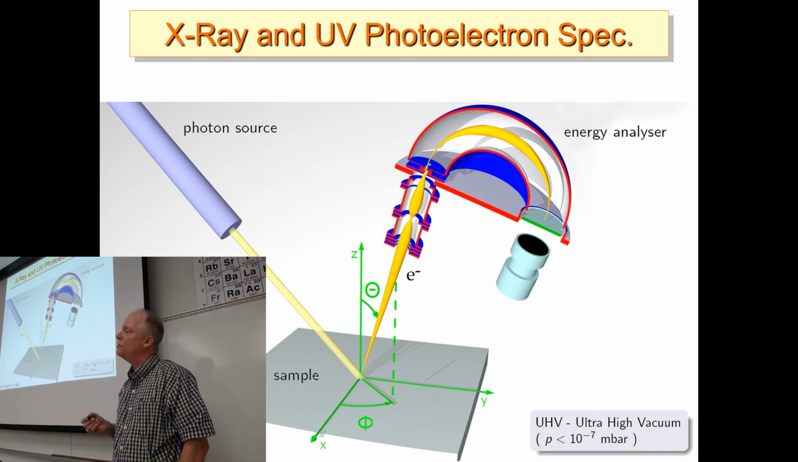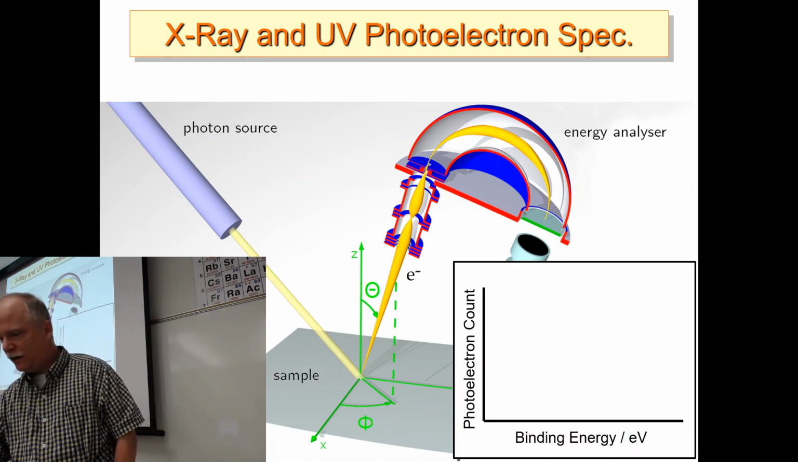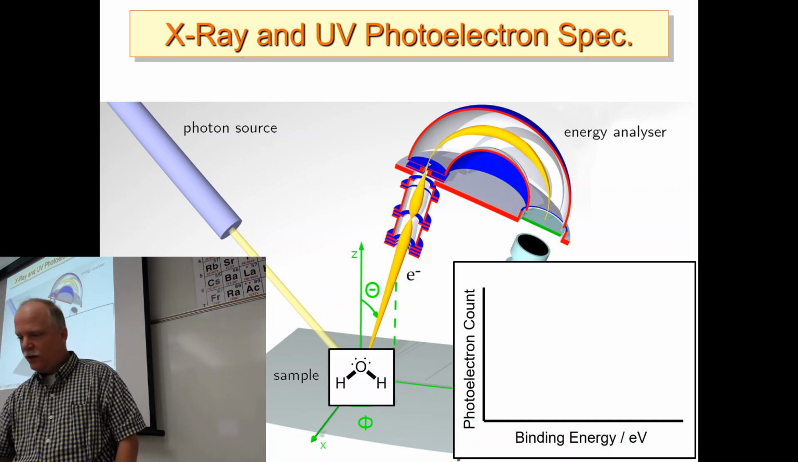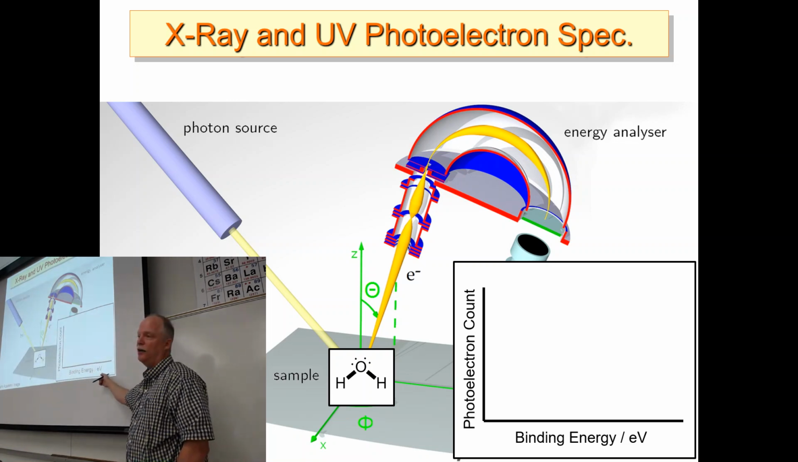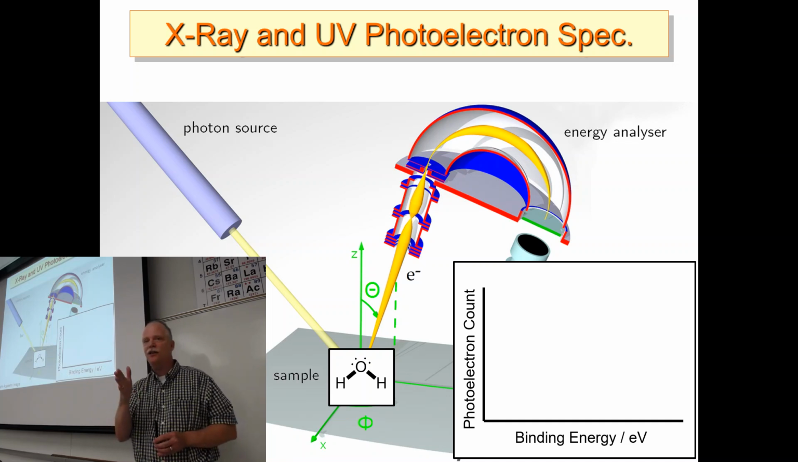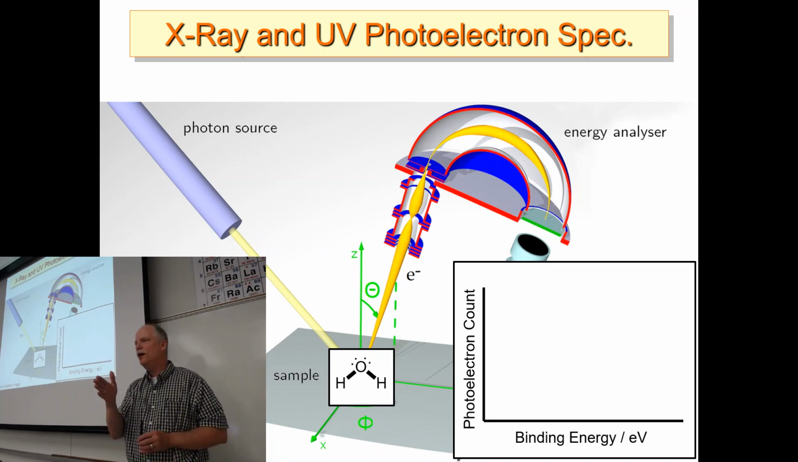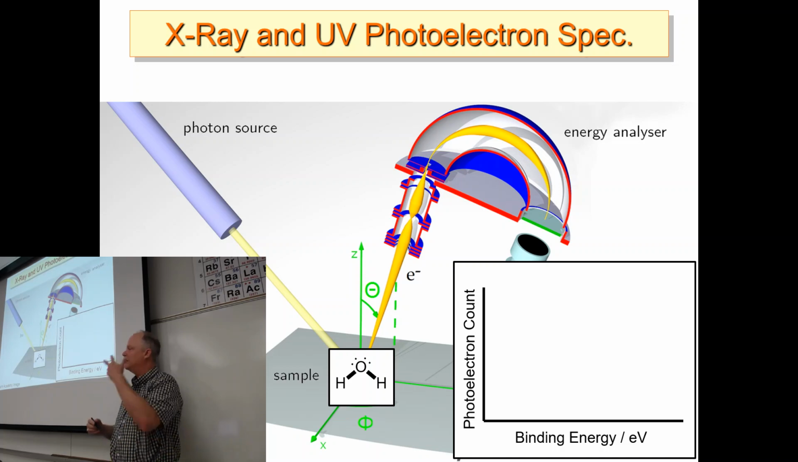So it's a pretty simple experiment. Hit it with light and measure the speed of the electrons that come out. And so if we put water into this experiment, we should get a photoelectron count versus binding energy. And so we scan this analyzer and we say, we don't see any electrons with this low binding energy, but then all of a sudden we see some electrons at this binding energy, and then we see them at that binding energy. So we measure the kinetic energy spectrum of the electrons that come out of this.